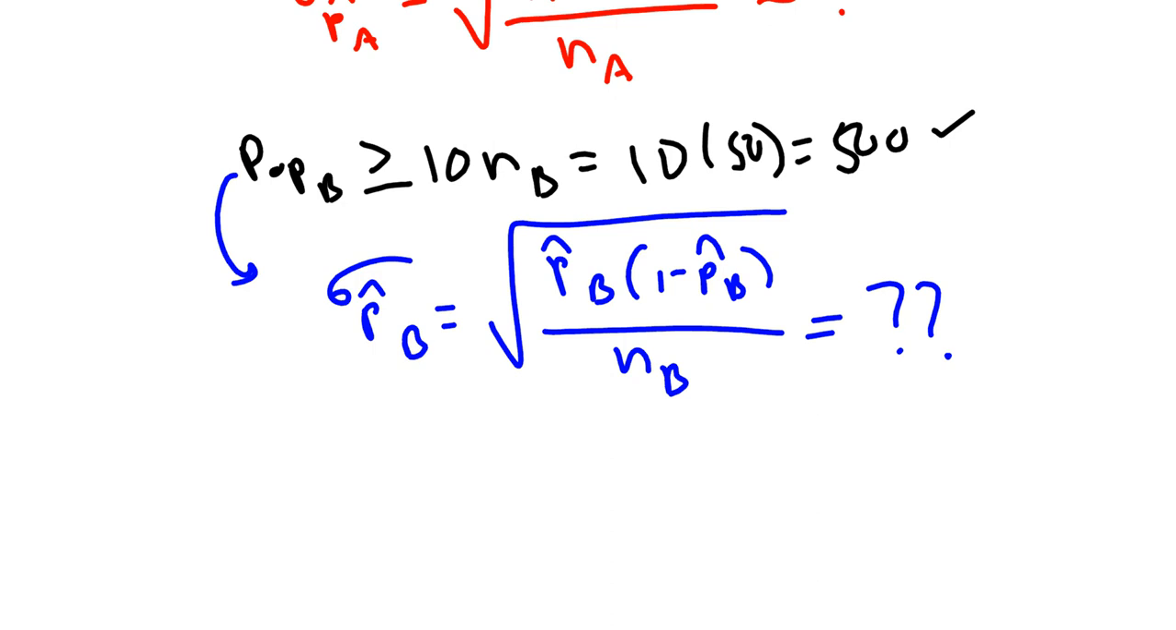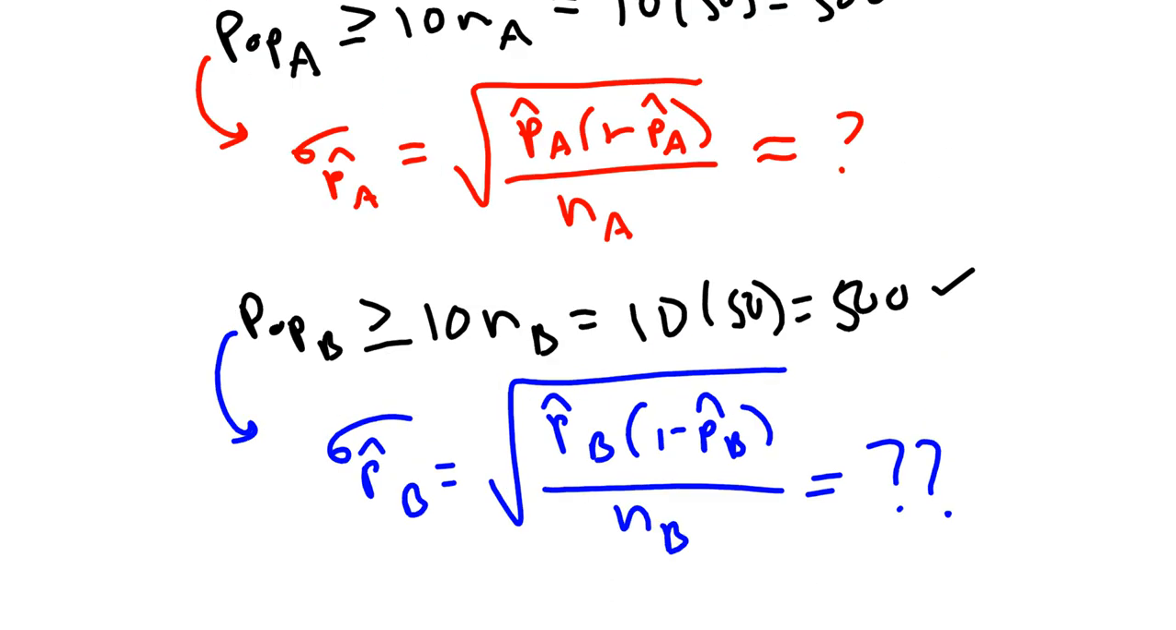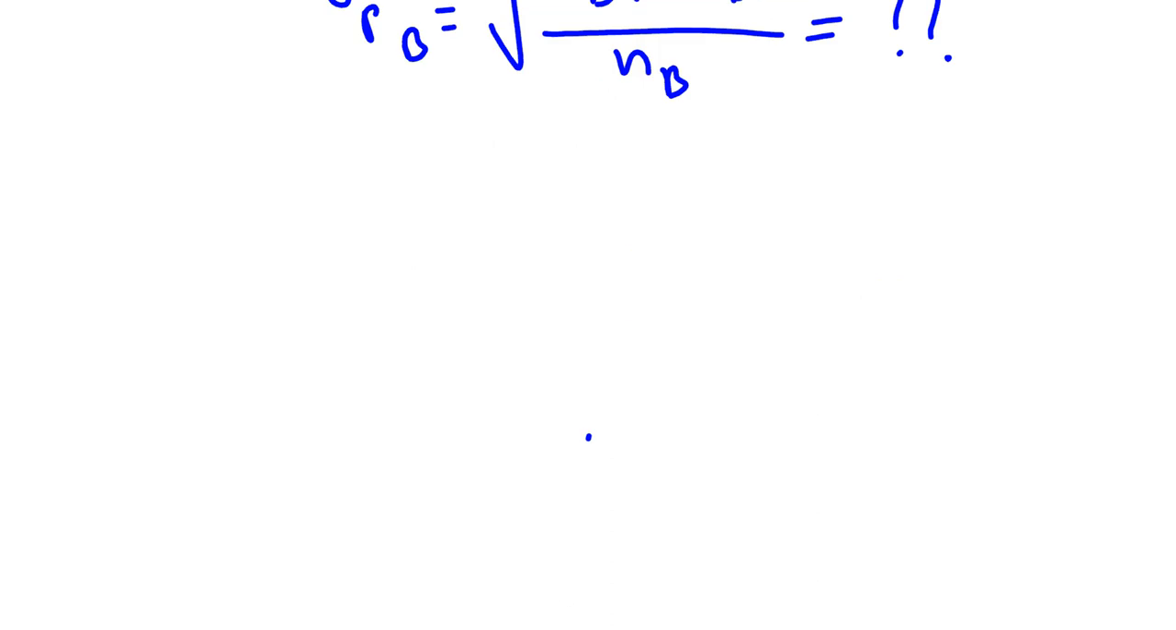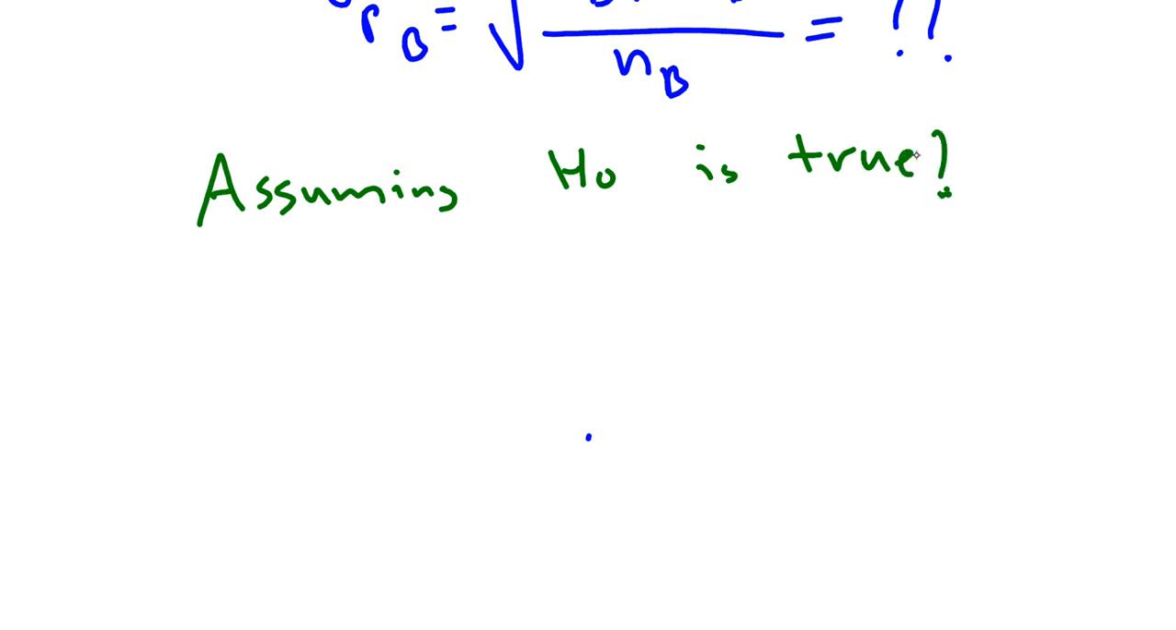Now, if you were doing something called a two proportion z interval, then you would want to know what these two standard deviations are, and you would have to turn them into variances by squaring them, add them together, and take the square root to get the standard deviation of the difference. But since we're doing a two proportion z-test, two proportion z-tests are done assuming H0 is true. And if we're assuming that H0 is true, then that means that p sub A minus p sub B does equal 0.